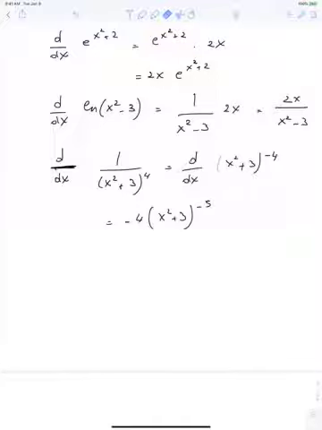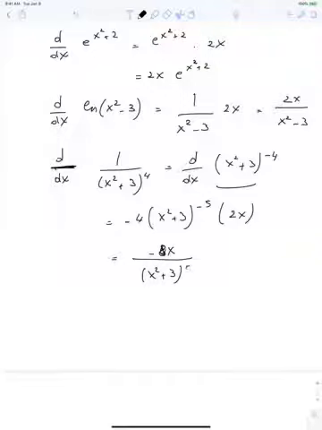And then we have the derivative of this guy here, which is 2x. So this is minus 4 times 2x, which is 8x, divided by x squared plus 3 power 5.